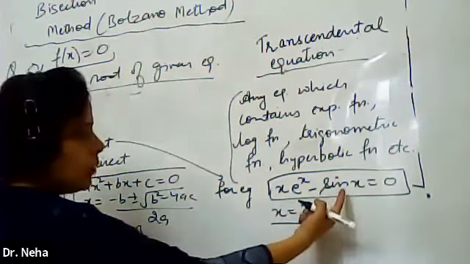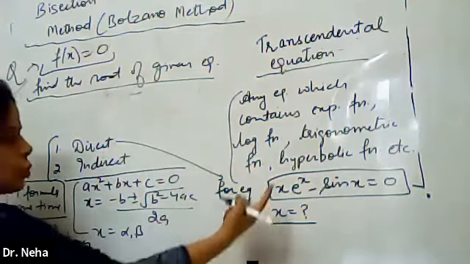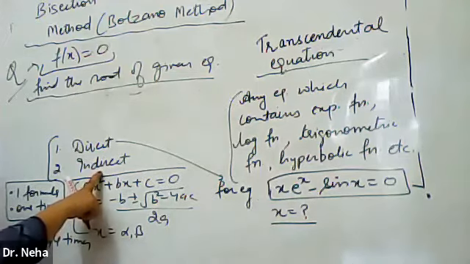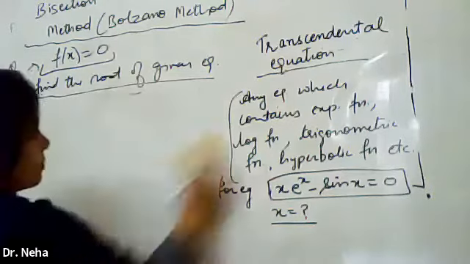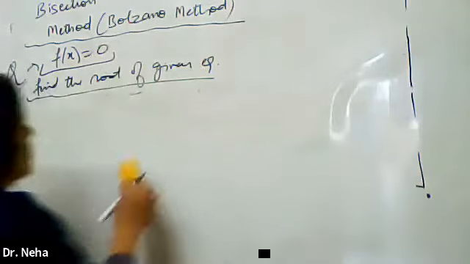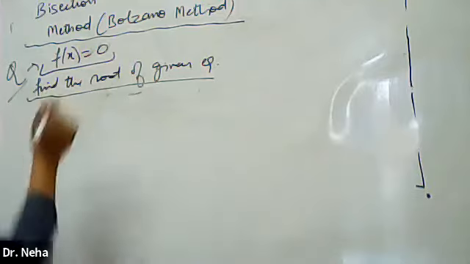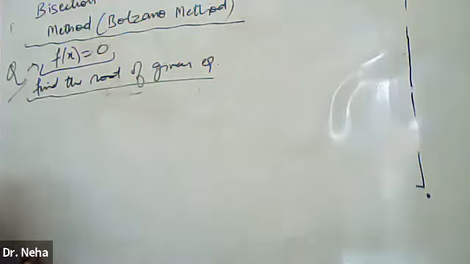Like this equation, we cannot apply direct rule over here. We cannot find our solution. So in these type of equations, we can use indirect method. And one of the indirect methods is bisection method. Okay, so we are given an equation fx equal to 0. How to solve for the root of the given equation by using bisection method?